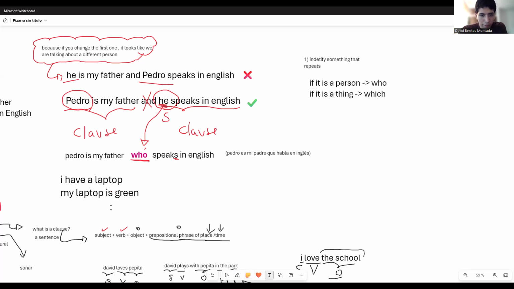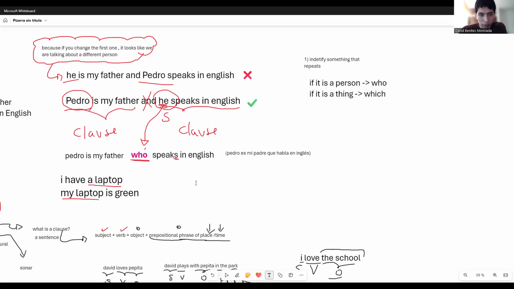Now, please join these two sentences. What is the same that repeats twice? I have a laptop, my laptop is green. What is the same that repeats? The object, a laptop, right? Laptop and my laptop. Which one do you replace, the first or the second one? The second one.